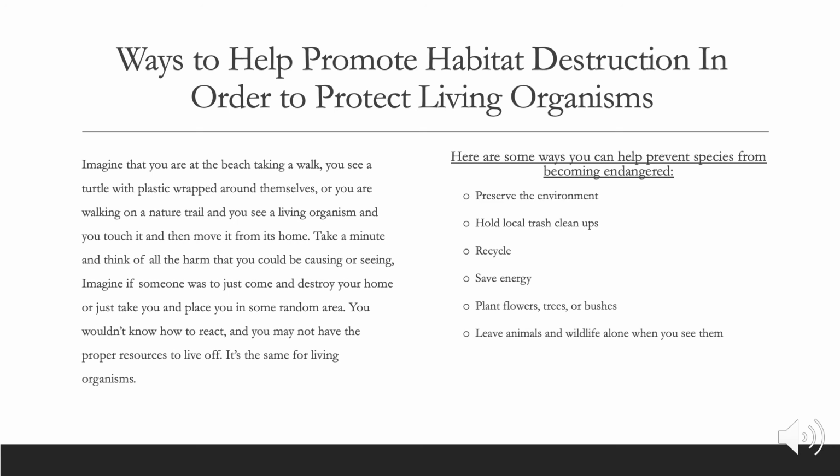The fifth one is plant flowers, trees, or bushes. This will give living organisms a new place to live. Whenever you're planting these things, aka flowers, trees, or bushes, avoid chemicals. This means don't use pesticides and fertilizers. Make sure everything's natural. Then, leave animals and wildlife alone when you see them. Don't touch them, don't mess with them, like I said. Just leave them where they're at.